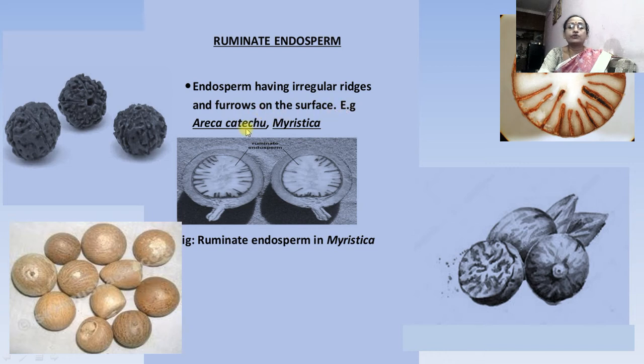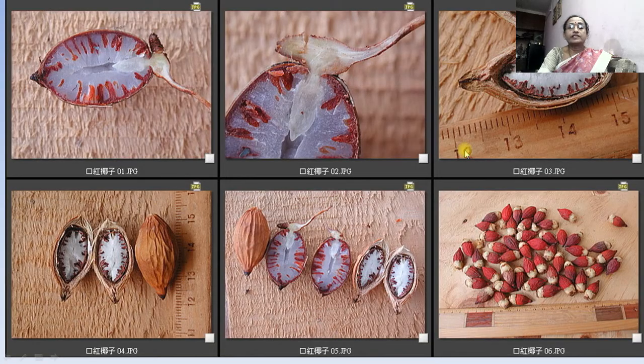Examples: Areca catechu and Myristica, that is nutmeg. And this is Areca catechu, that is supari, which we commonly call supari. When we cut the supari or the nut into two parts, the transverse section shows it like this. This is the ruminate endosperm. Ridges and furrows occur in the endosperm, and that's why it is called the ruminate endosperm. These are some examples or diagrams of ruminate endosperm.